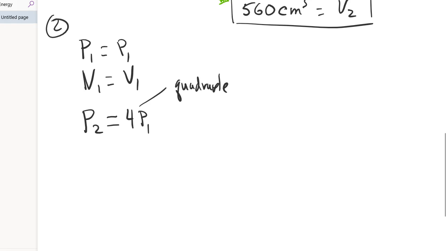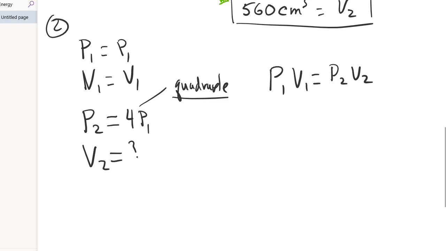Quadruple. That means multiply it by 4. So multiply the second pressure by 4. And then they're asking, what is the volume? What would the volume be? Well, let's just enter it into our equation. P1 V1 equals P2 V2.